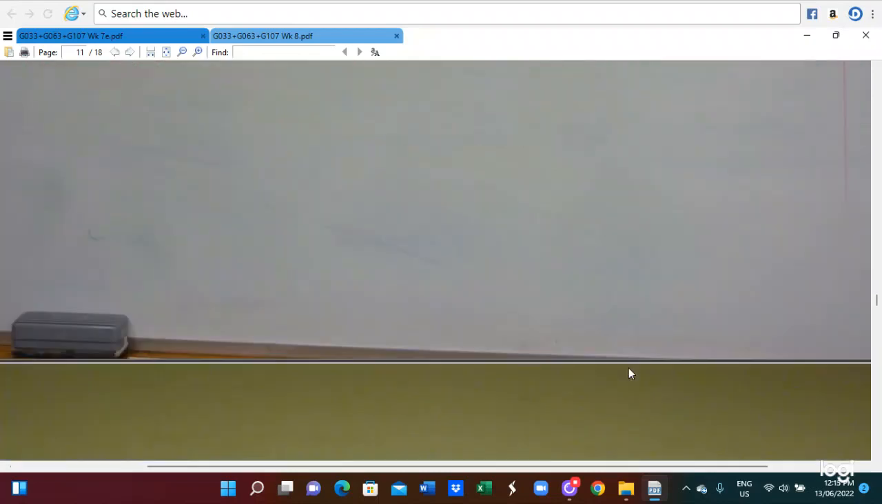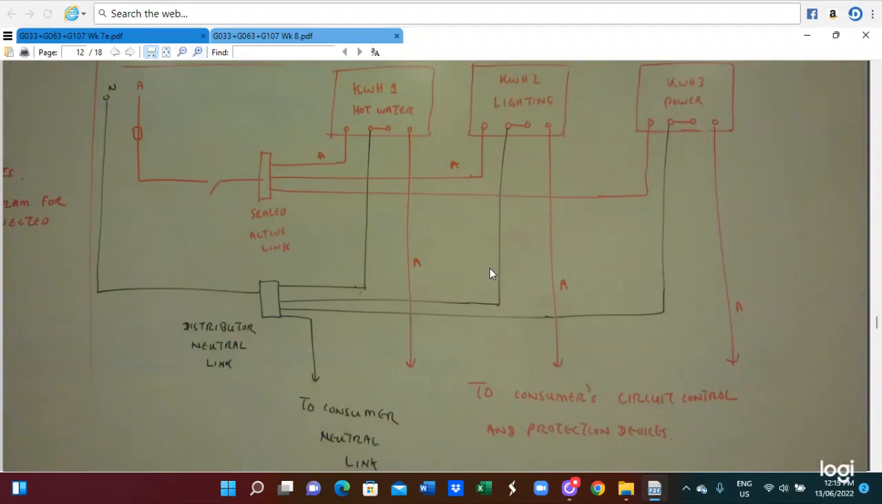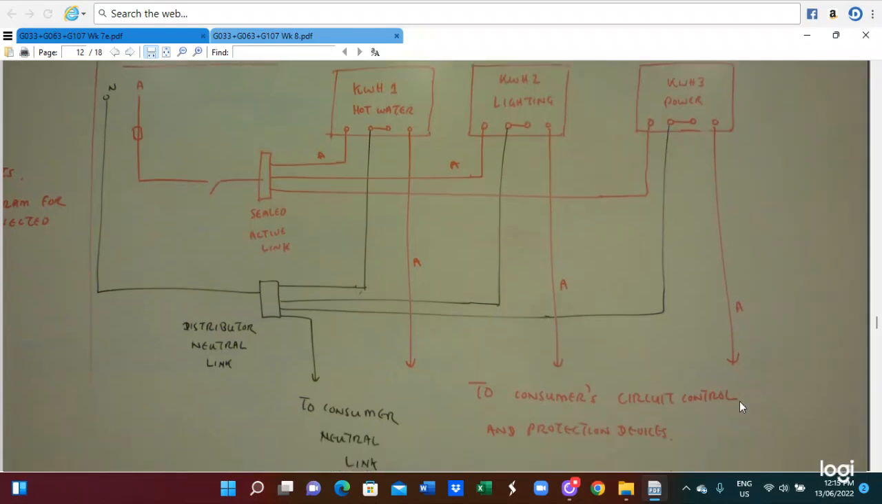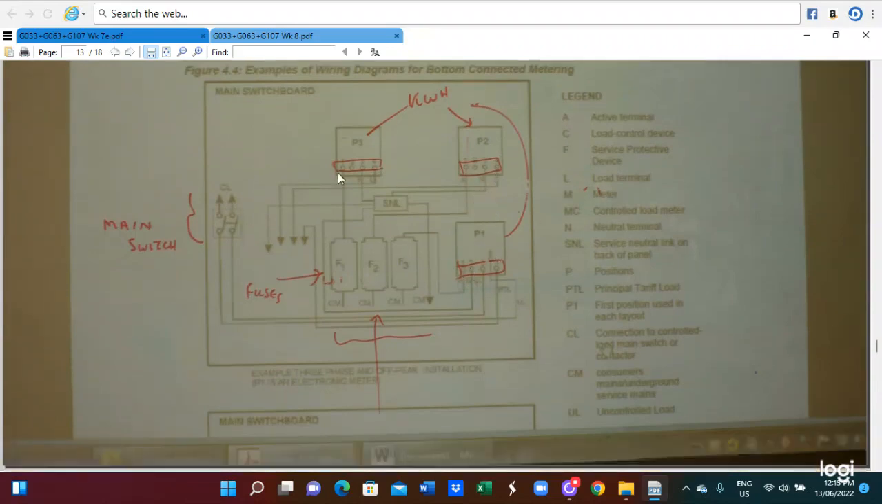You can see all the NSW Electrical Service Rules. This is a typical meter connection: gateway meter 1, gateway 2, gateway 3, for hot water, lighting, and power. The distributor neutral is connected to the consumer neutral link, and here we connect to the consumer's switchboard protection devices. So this is the meter arrangement diagram, a typical fuse and metering arrangement diagram in the New South Wales Electrical Service Rules.